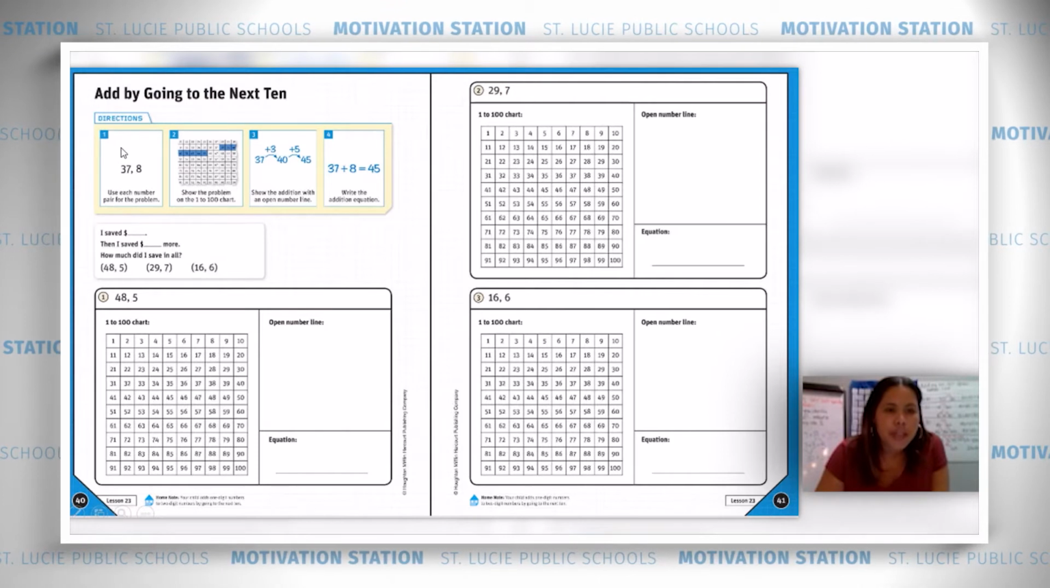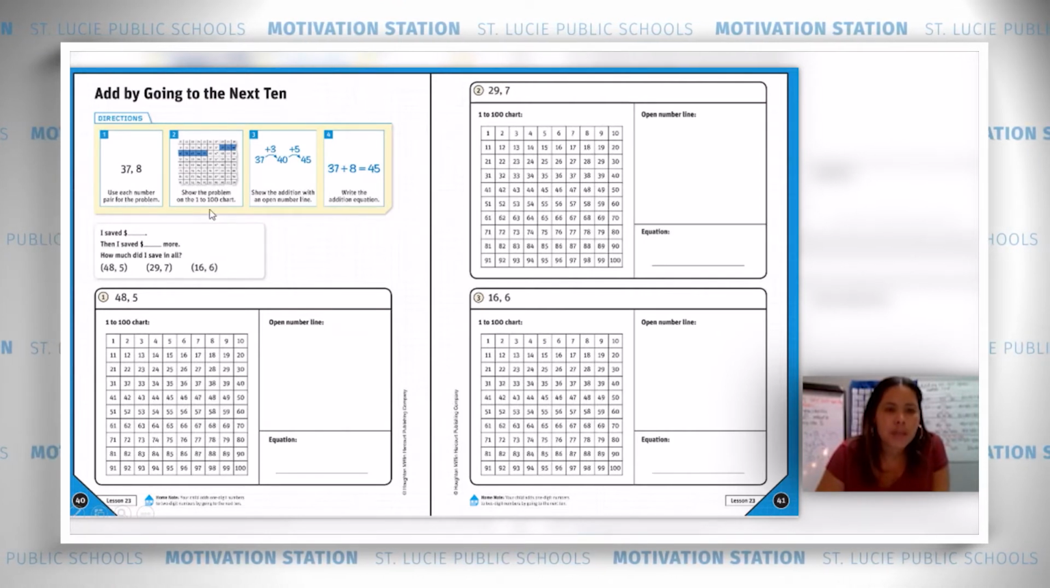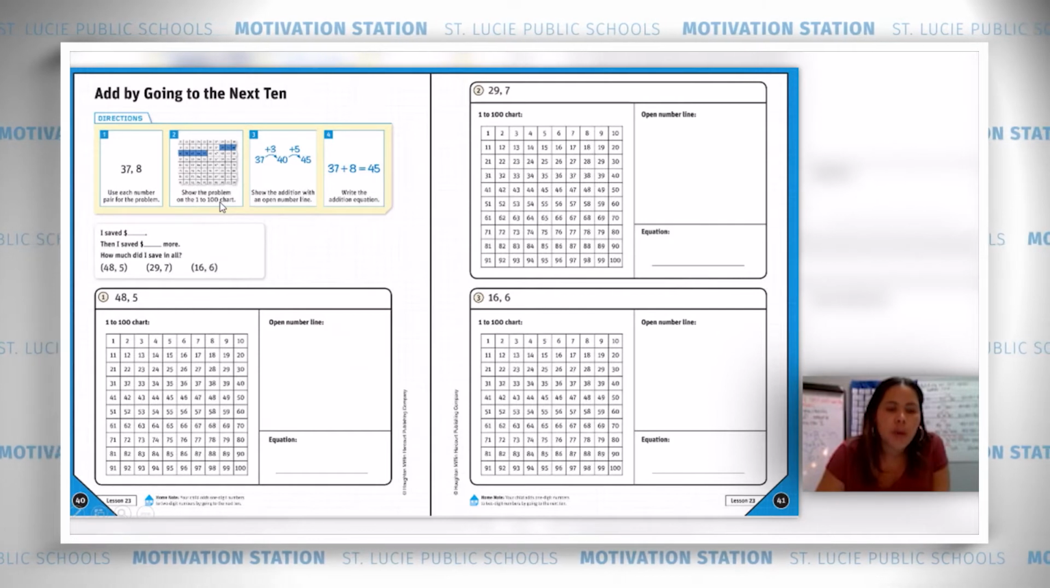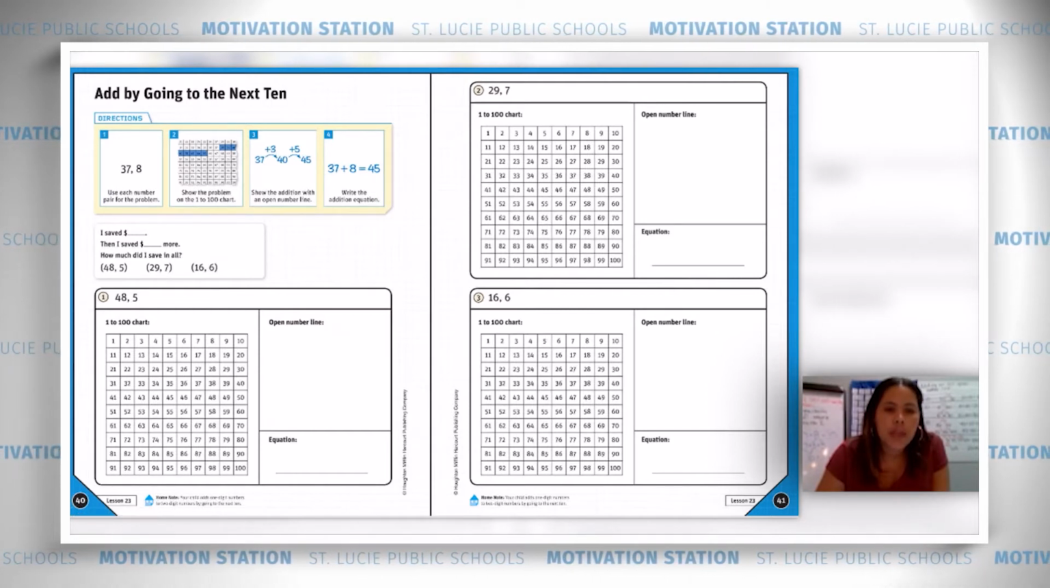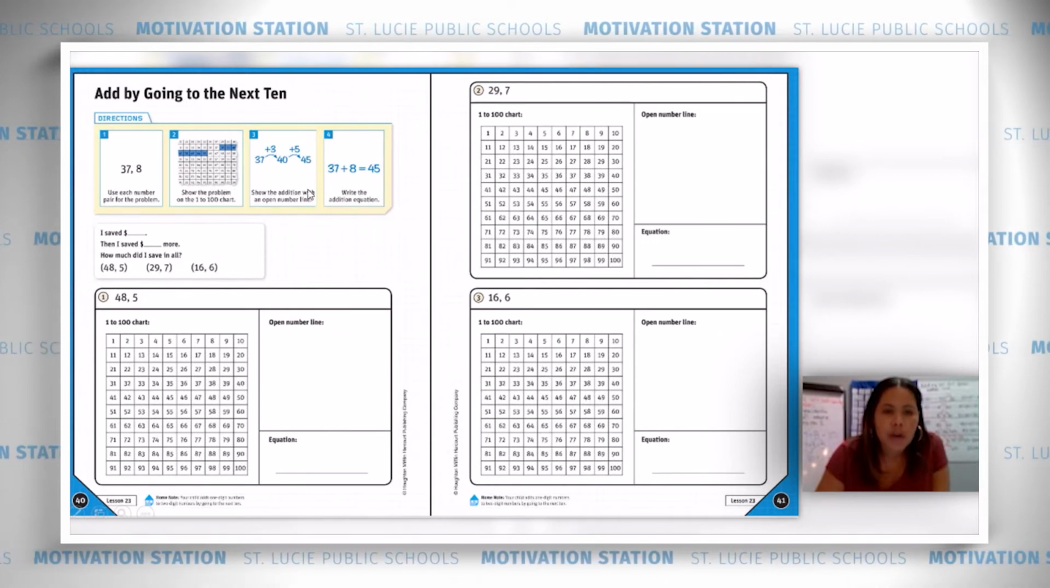Our directions, as always, are up at the top. Directions number 1, use each number pair for the problem. Step 2, show the problem on the 1 to 100 chart. Step 3, show the addition with the open number line. And step 4, write the equation.